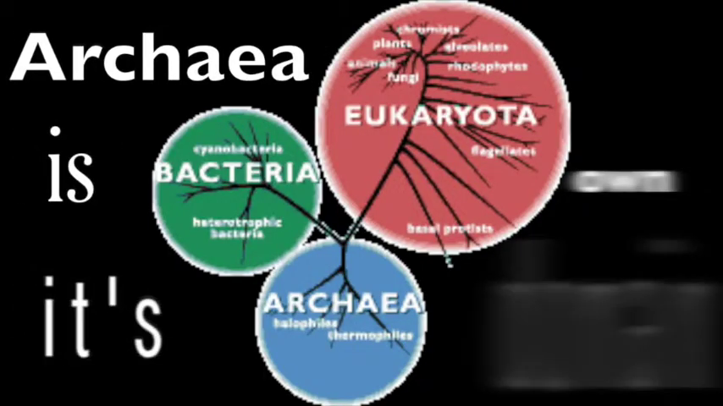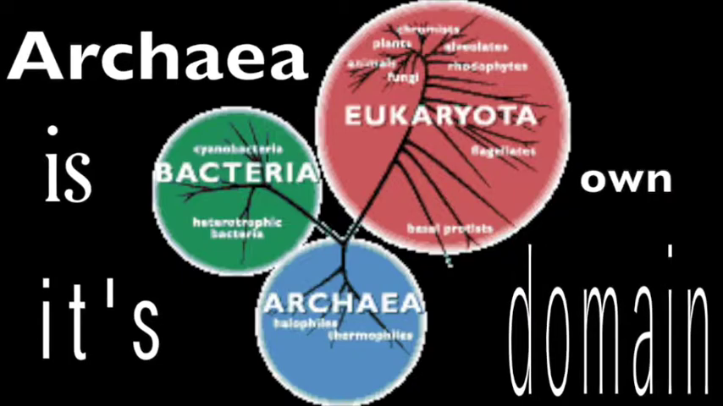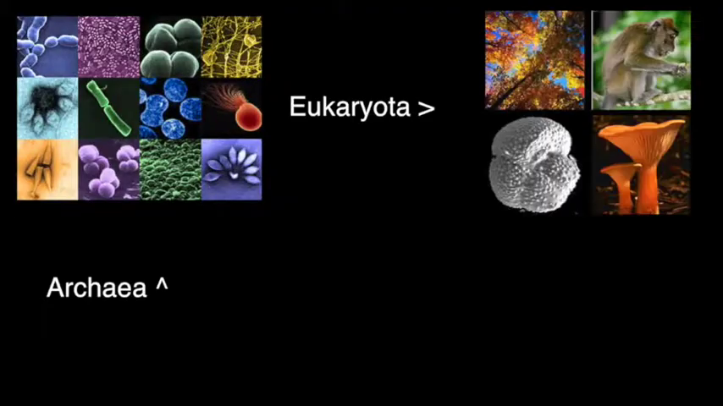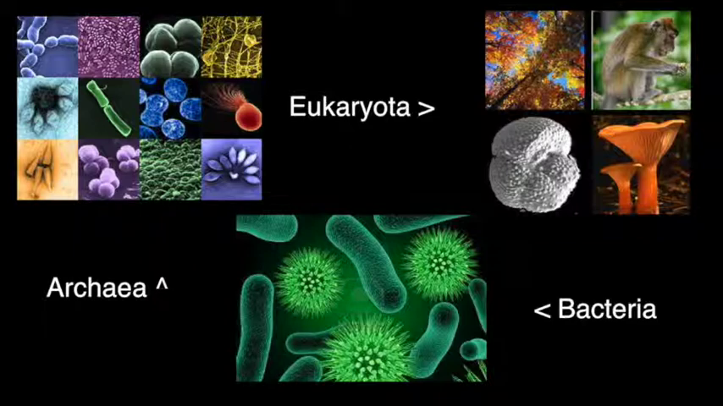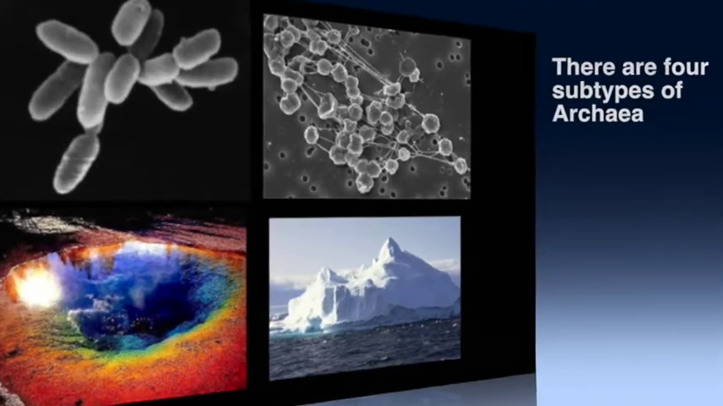It wasn't until the year 1977 that archaea were recognized as a separate domain from bacteria through the work of Carl Woese and his colleagues. They introduced the three main branches of evolutionary descent as archaea, eukaryote, and bacteria. There are three main types of archaea, and among these three types there are four subtypes of archaea.